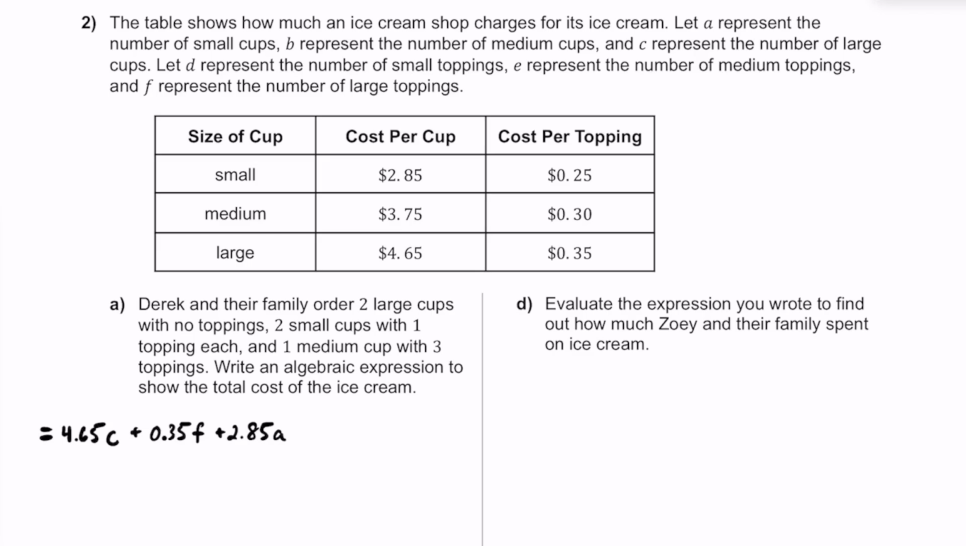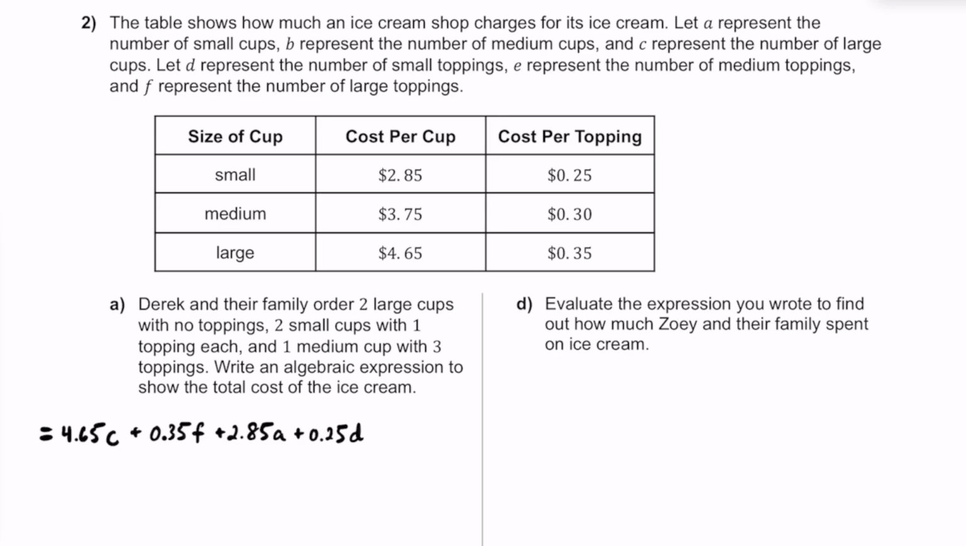And then 1 topping each. So we're going to get 2 of those, right? Let's just say we don't know that yet, but what's the cost of the small toppings? It's 25 cents, so it's going to be 0.25. And how many small toppings are we getting? We know it's 2, but let's pretend we don't know for a moment for the algebraic expression. It's going to be the letter D for the number of small toppings.